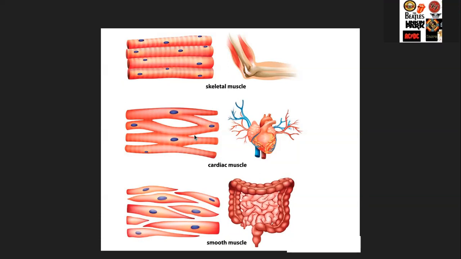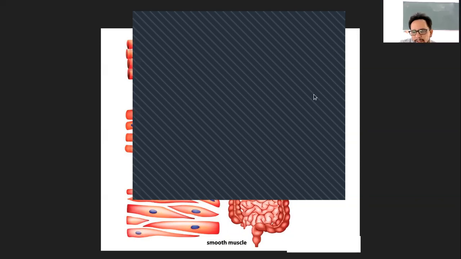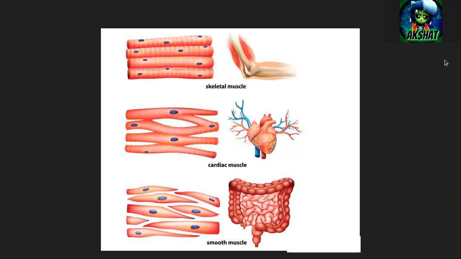Sir, please check chat. What is it? There are 12 messages. You can share it in the Google Classroom, Pratham. That's okay. Sir, there's something covering the diagram. Sorry. No, nothing, sir.